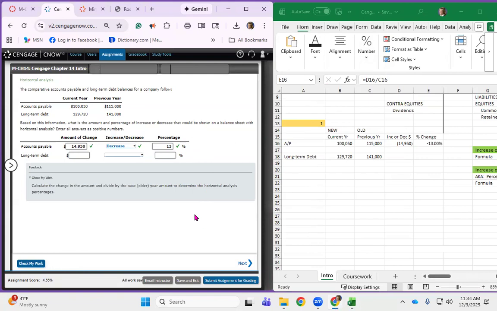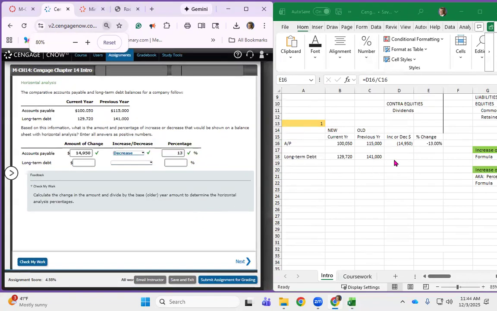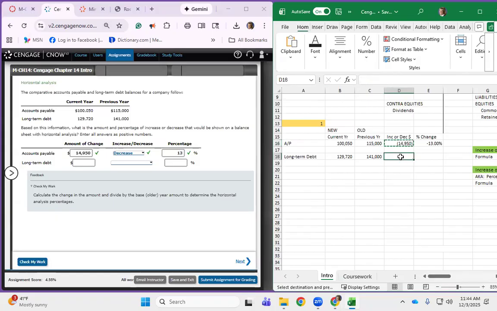I don't know why. I'm just going by what they tell us. Okay, let's do the same thing now for long-term debt. Long-term debt went down as well. Well, how much? What percentage did it go down? It went down 8%. Okay, so we've got to put the answer in 11, and we want this.